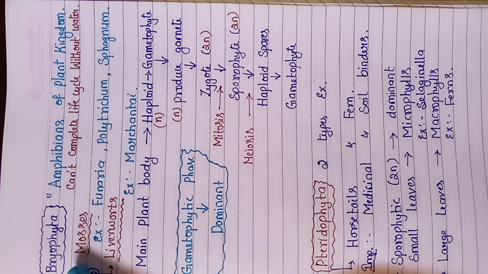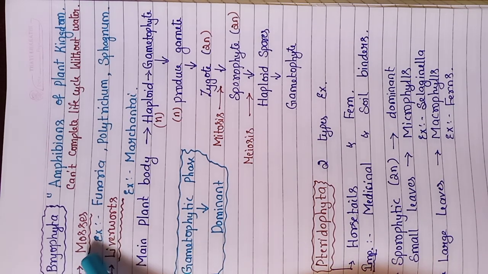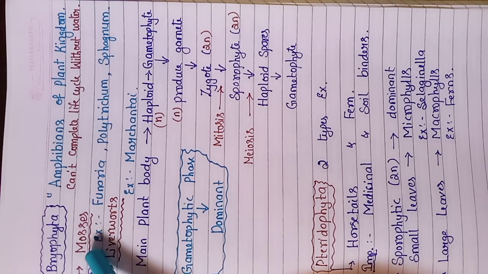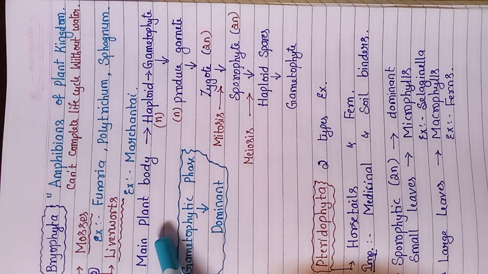Now, there are two types of bryophytes: mosses and liverworts. Again, examples are very important. Mosses, examples: Funaria, Polytrichum and Sphagnum. Liverwort, example: Marchantia. Now let us see the life cycle of bryophyte.